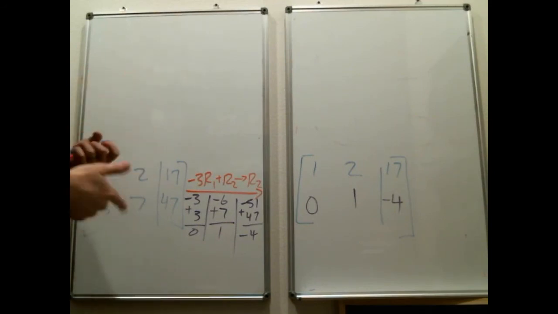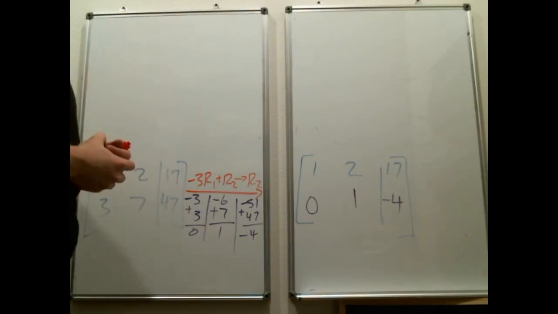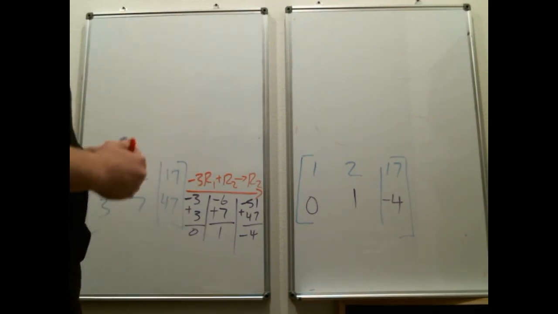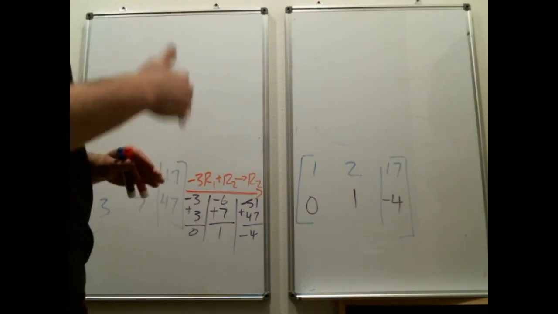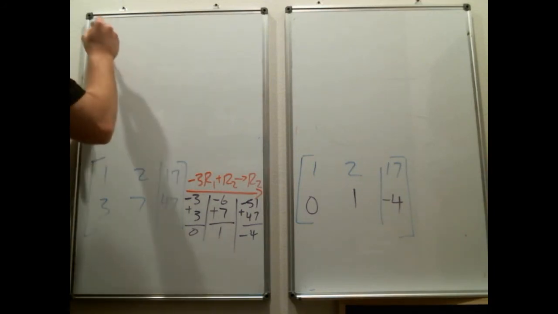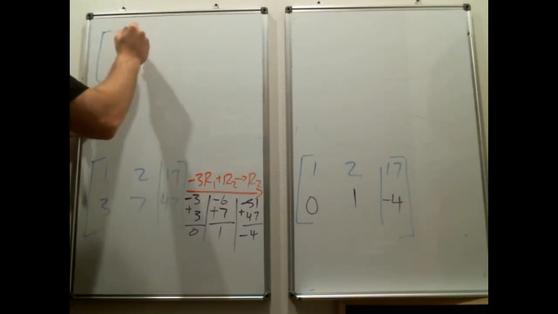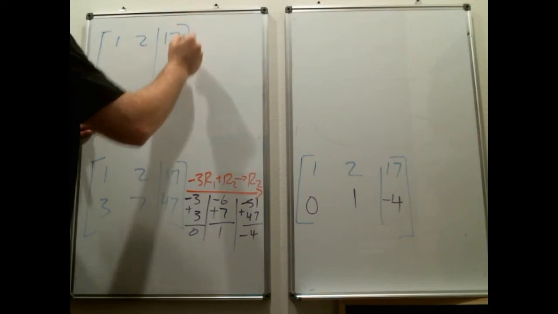So remember, Gaussian elimination is what we did in the previous example, where you make the diagonal one with zeros below it. Gauss-Jordan, you make the diagonal one with zeros below and above. So go ahead and try to pause the video if you think you can do it.